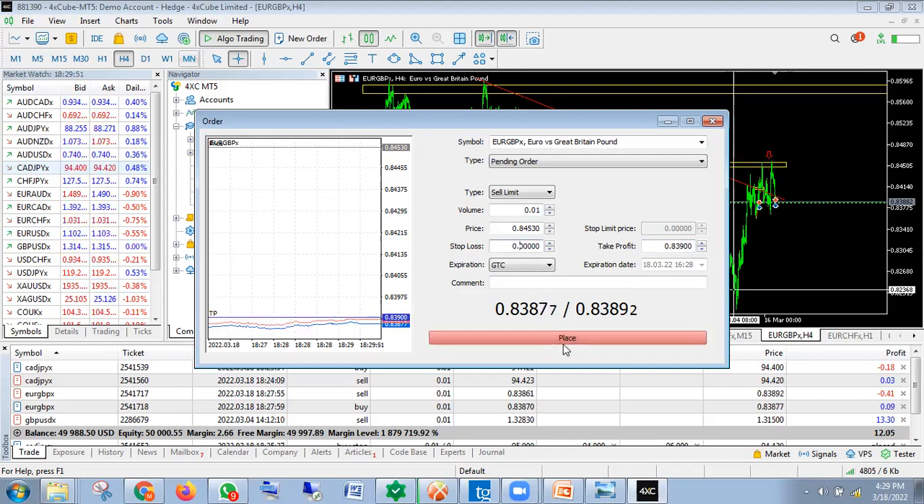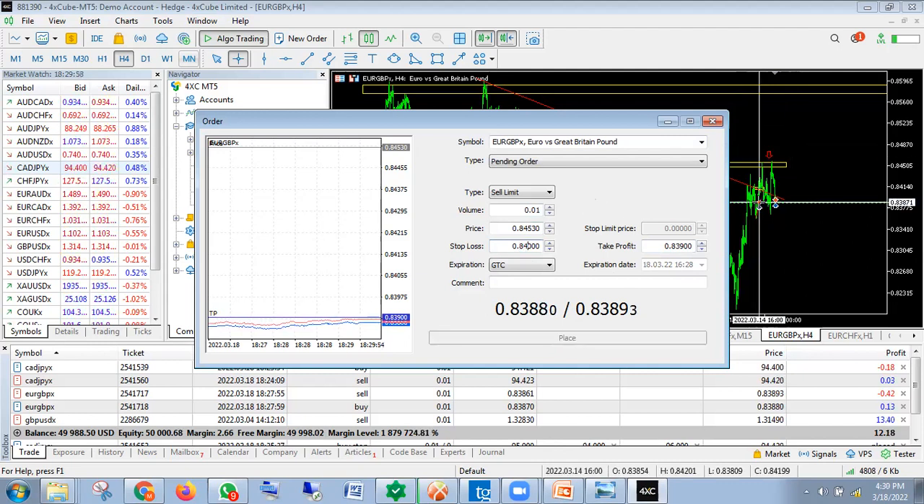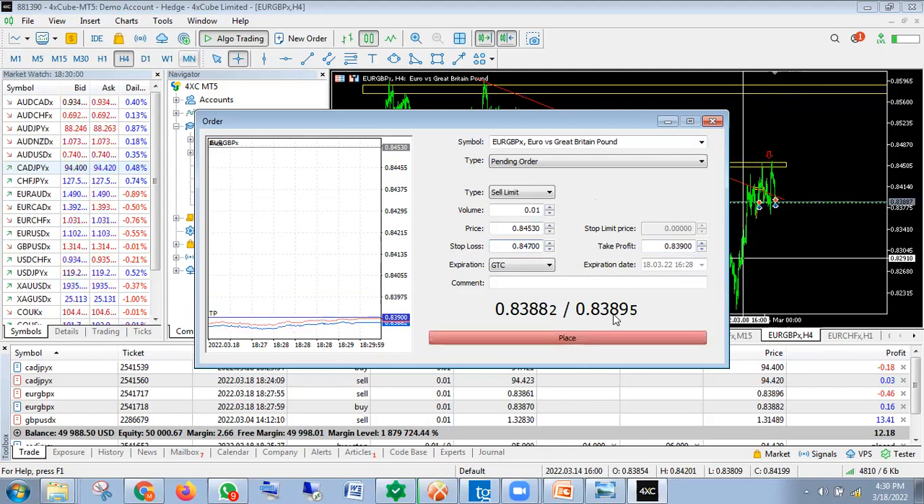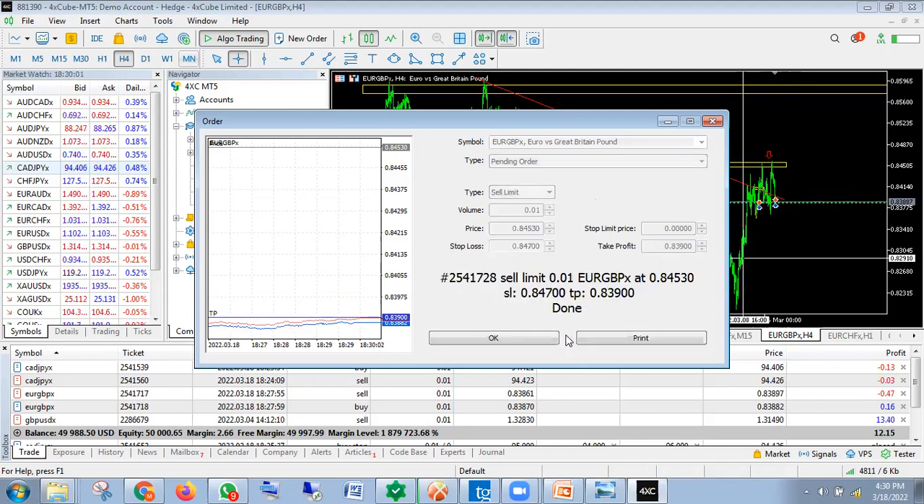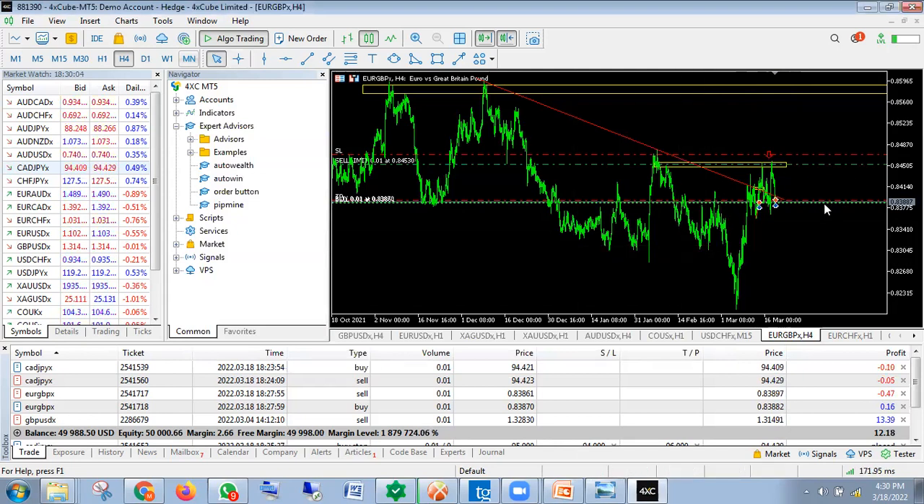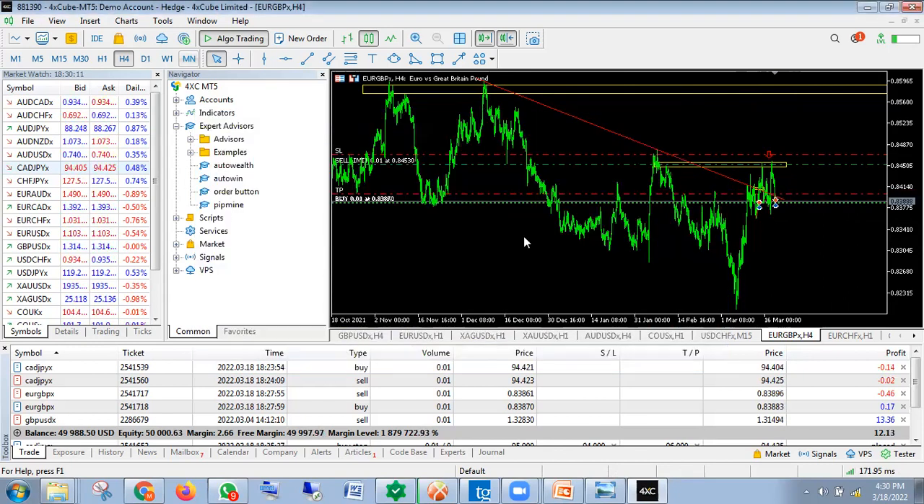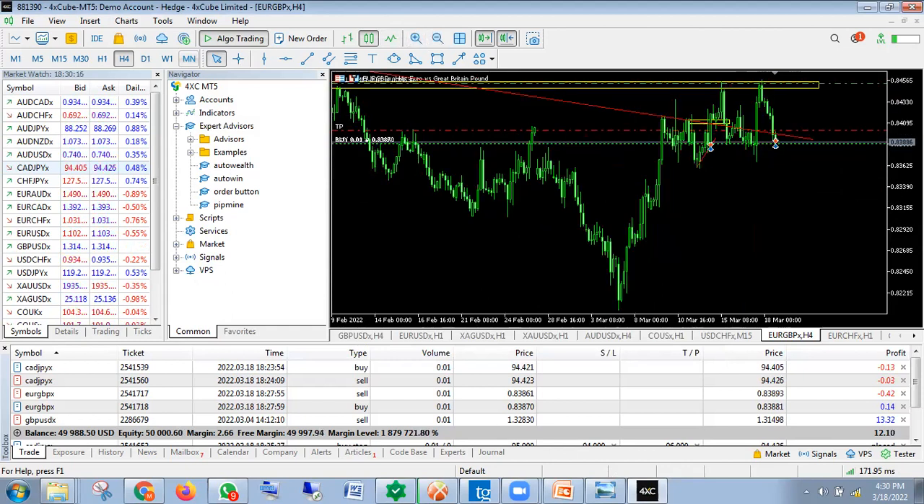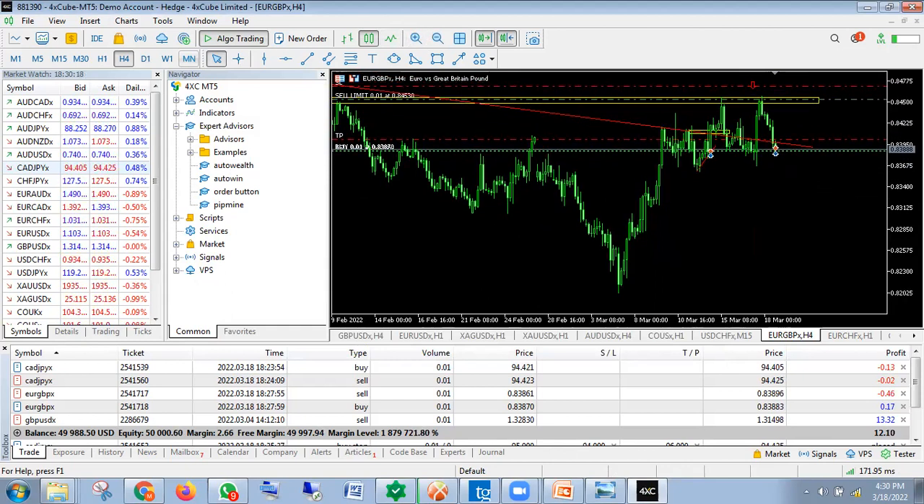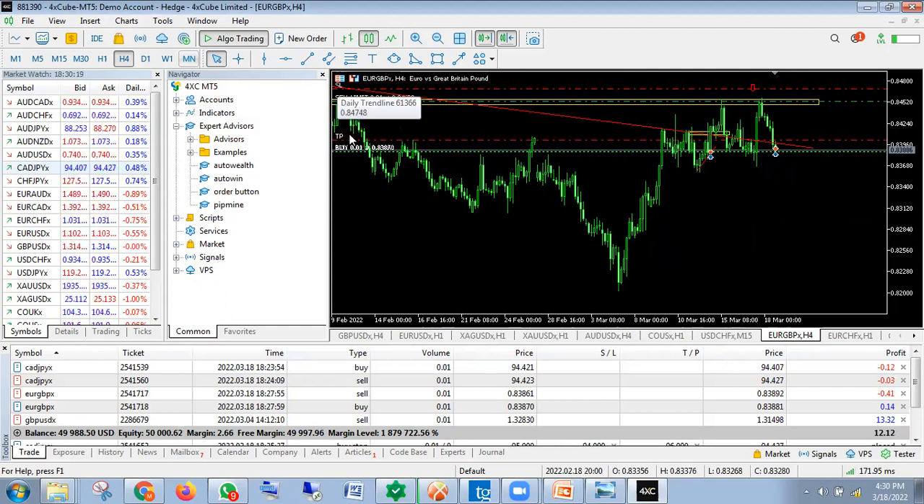You see it's active. I can place the trade now. The stop loss has to be above, so let me put my stop loss at 847. It's active. Everything is intact. I can place it. I've just placed it. Do you see? This is my TP. Let me zoom in so we'll see. Can you see? Sell limit, stop loss above it, take profit below it. This is simply how it works.